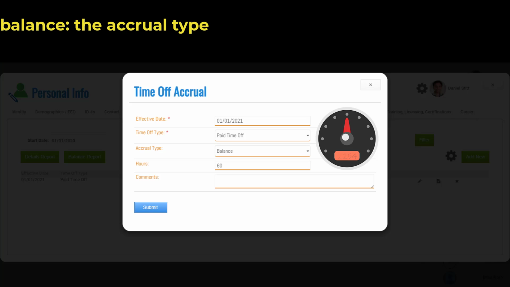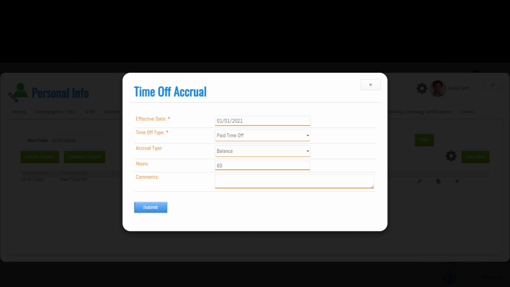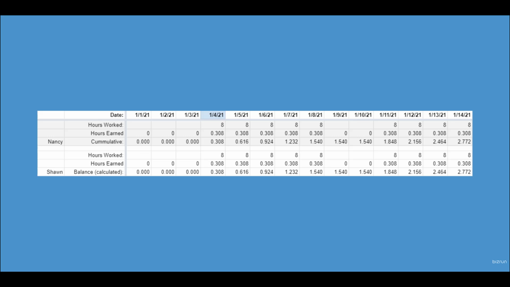Having a starting point or starting balance is a good idea, especially when using the rate or hours earned per hour worked accrual types. It'll ensure correct and accurate calculated balances when balance reports are run. If you recall from our last video, both characters, Nancy and Sean, had 0 balance entries on January 1st, 2021. These were their starting points for the hours earned per hour worked entries to function properly. They both started with nothing, or 0-hour balances, for 2021.